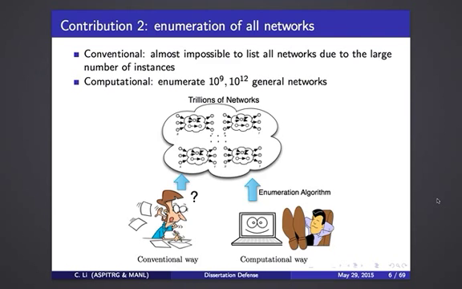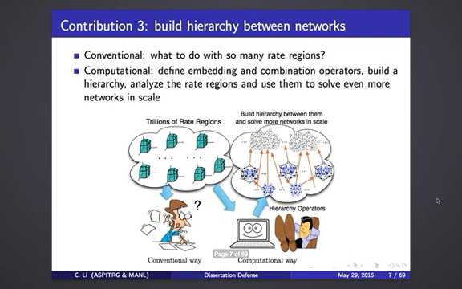So after we have so many networks, we can throw them into our computational tool and get their rate regions, then the third problem comes out. With millions or trillions of rate regions, what to do with them? It takes a long time for a human to read and remember all of them. So we have to learn something from them.